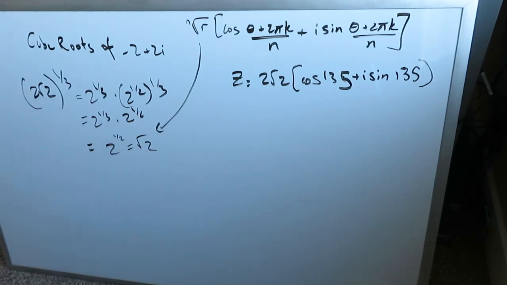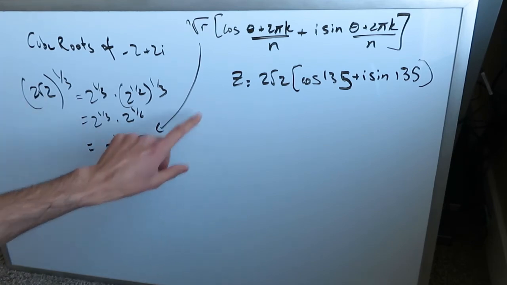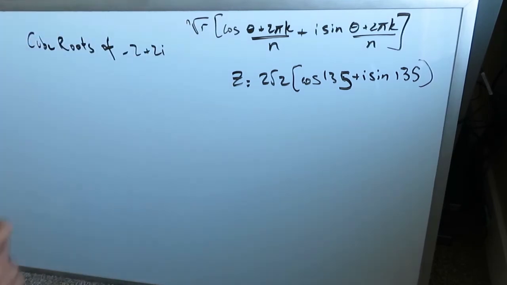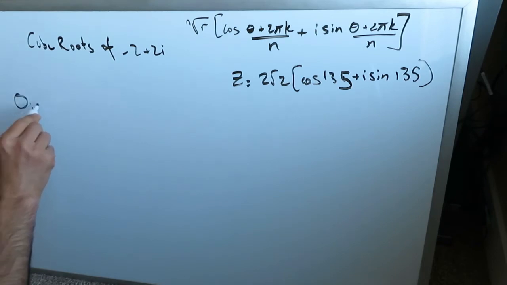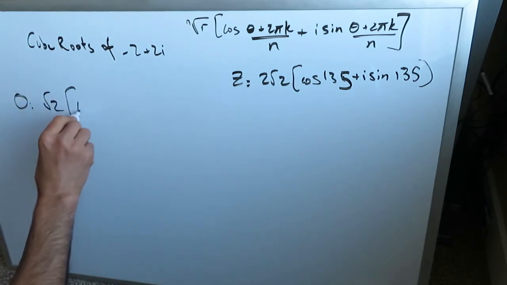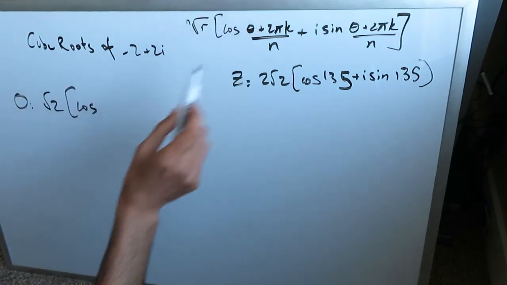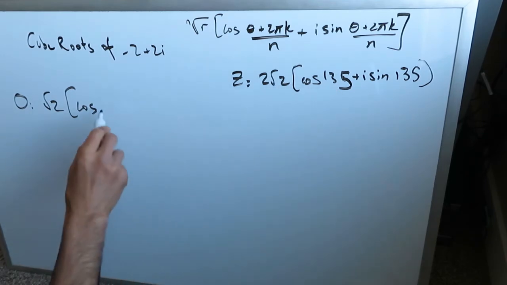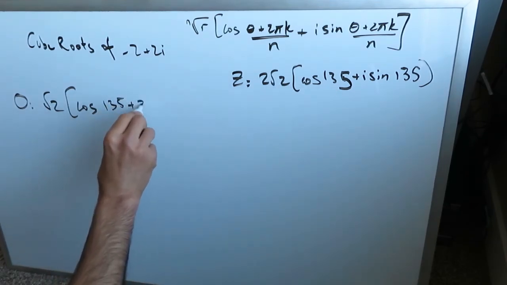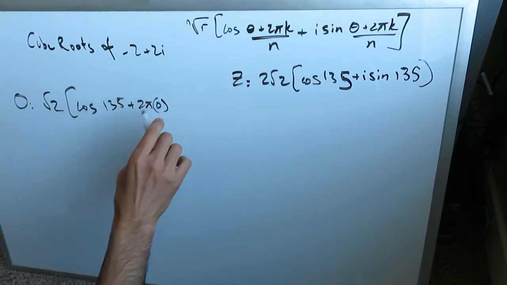We have root 2. So remember this, root 2 represents this value over here. So for k equals 0, it'll be root 2. And then we know we're going to start running it through. My theta angle, of course, was 135. 135 plus 2 pi times 0. Remember, it's always 2 pi k.